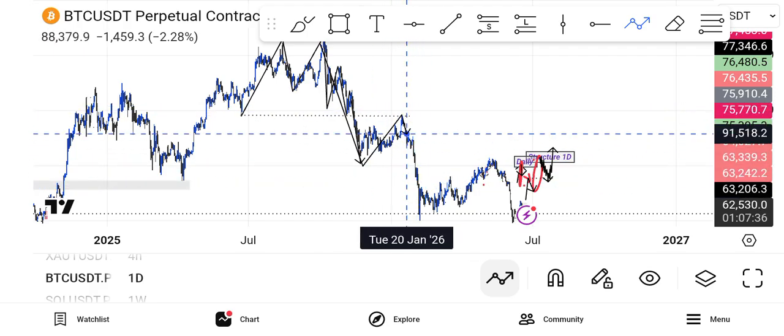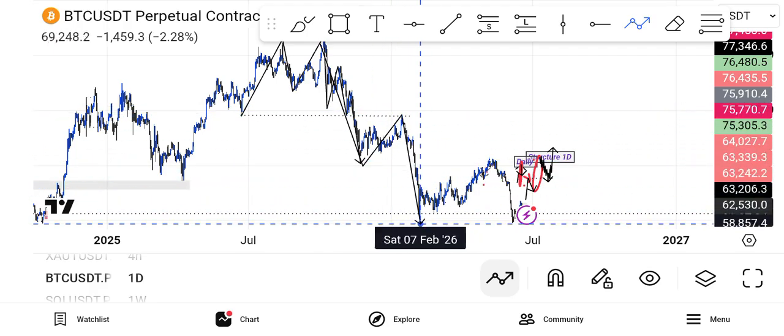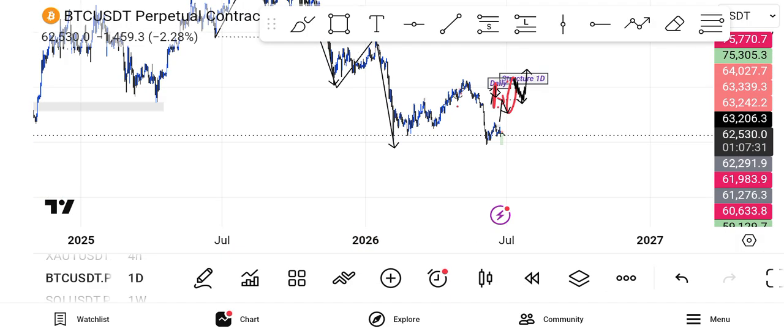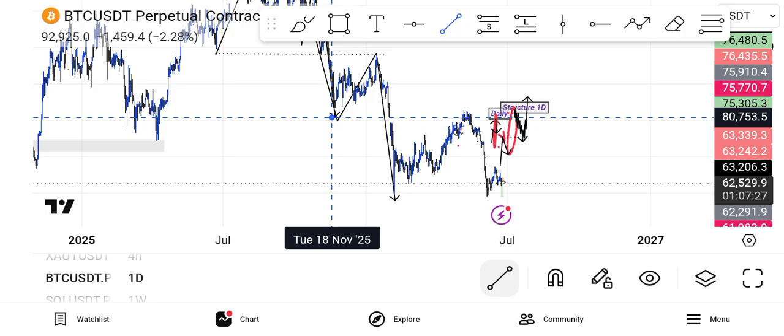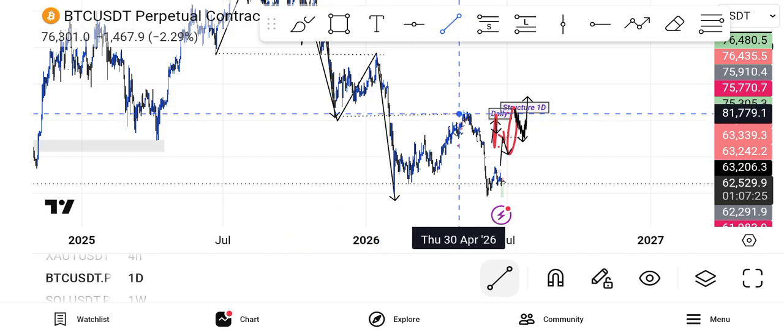So you can see now after this point, the market created this leg down. Now after it created this leg down, where is our recent point of interest? This place, this zone here.